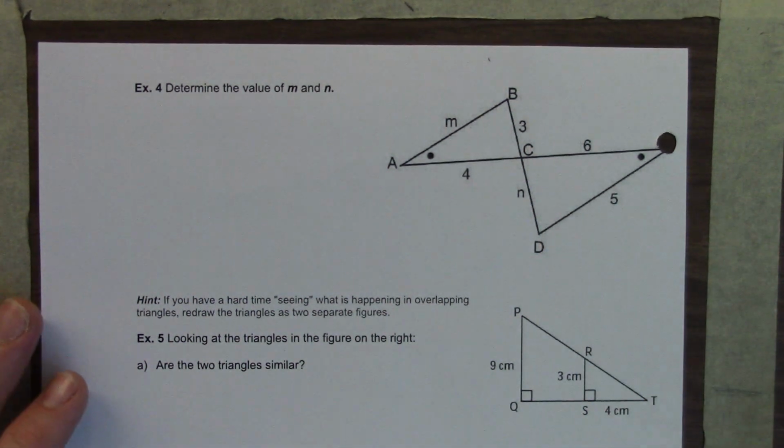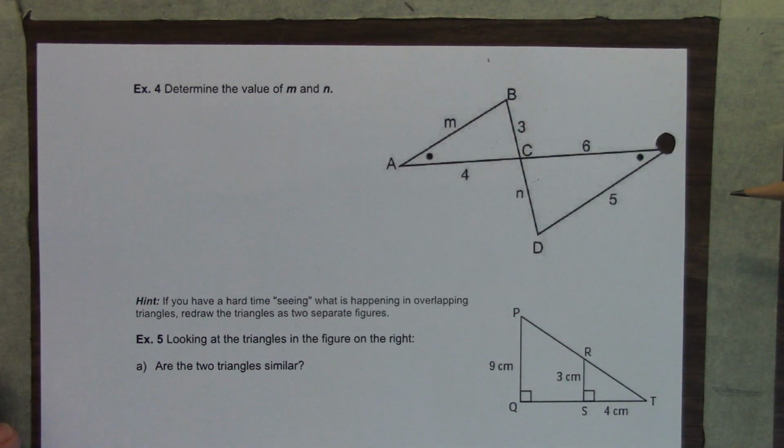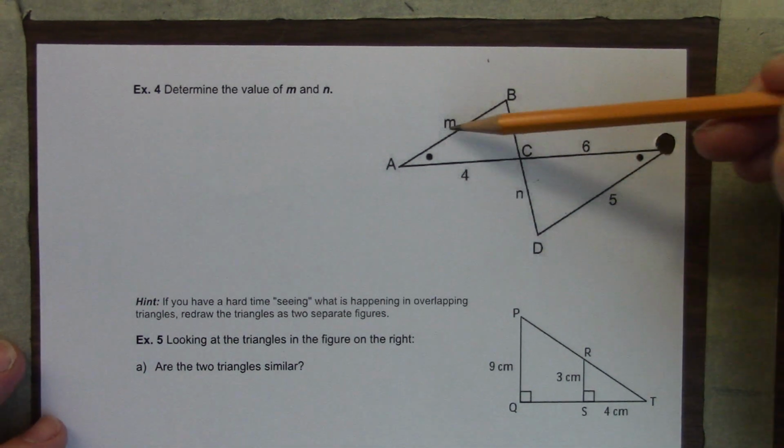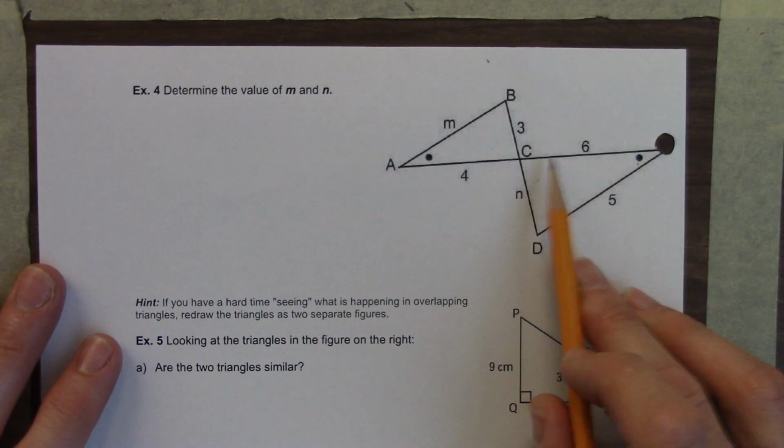I could do that, but I want to find out if the triangles are similar first. And I wouldn't use side, side, side, because m and n are unknown sides. We need all the side lengths to do side, side, side. Lucas? Yeah, we could use AA right off the bat, because we see this angle.